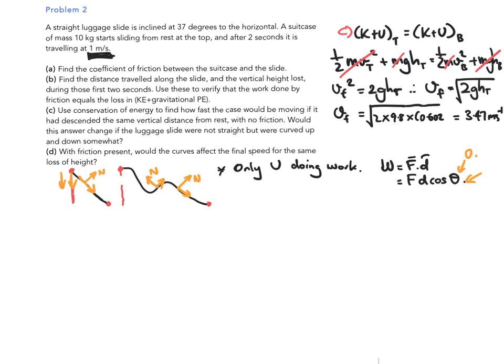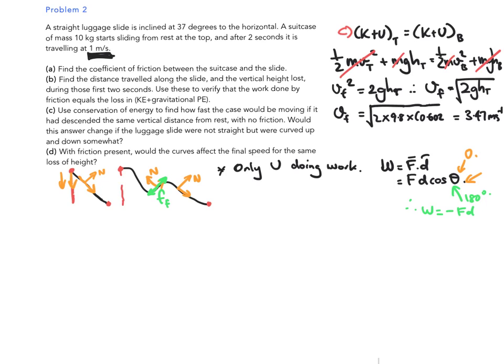If we add friction into the situation, however, then you have the normal force, but you also have friction acting backwards this way while you're moving this way. So the angle between them is going to be 180 degrees. Therefore, we get work done is negative F times D. So we actually do some work by the friction force. So we're dissipating some energy. There's another force doing work, and that's the friction force dissipating some energy. So it does matter with friction present. So the curves definitely affect the final speed.